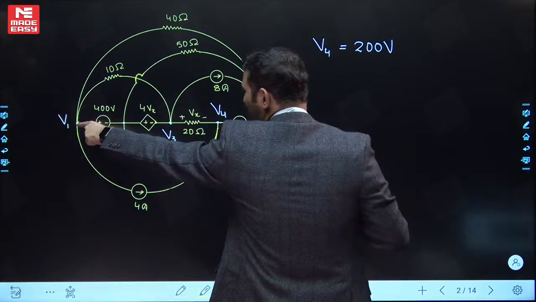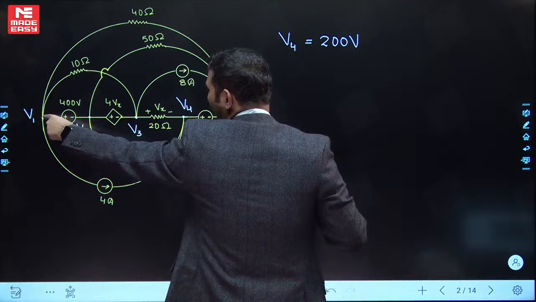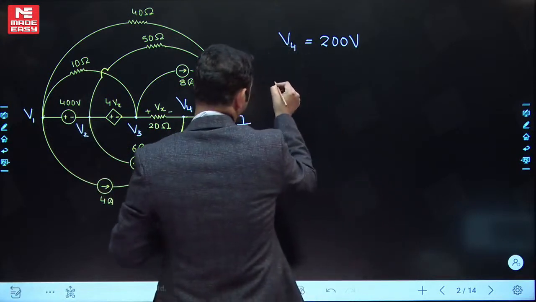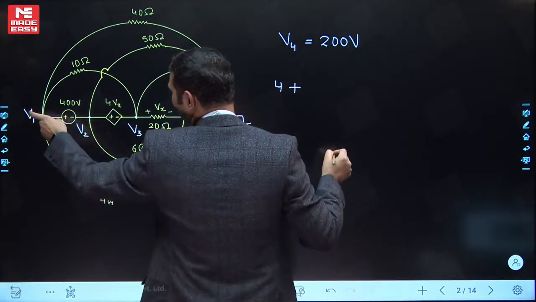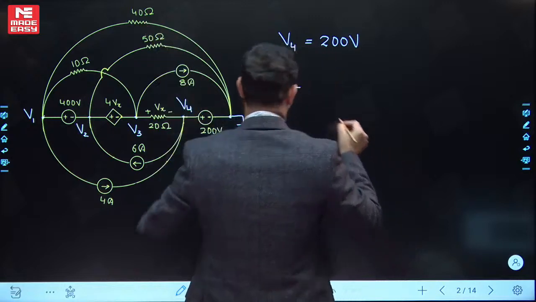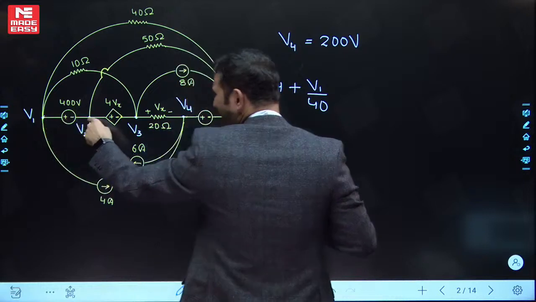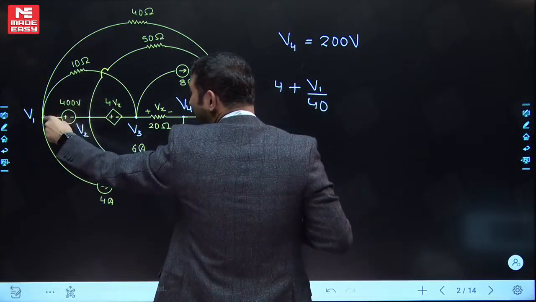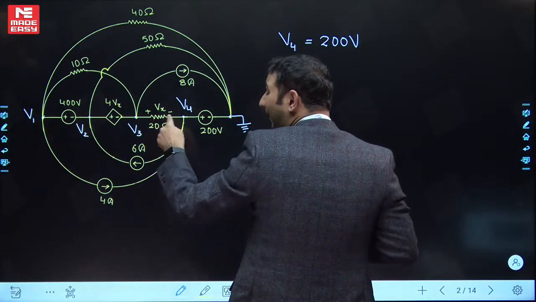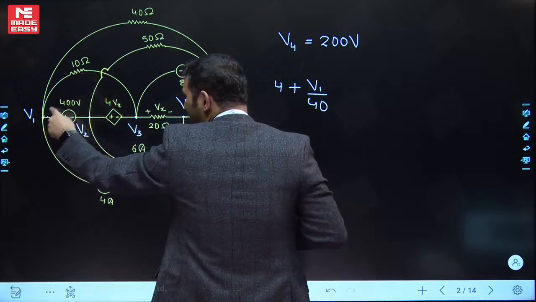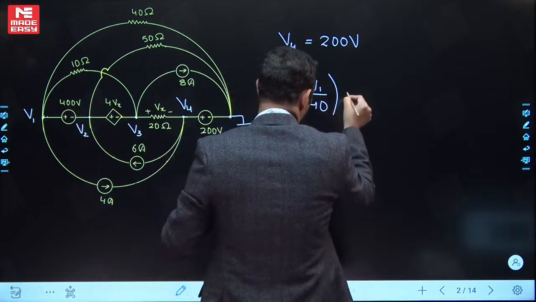First, for the super node, this one, 1 to 3, I'm starting at node 1. This will be outgoing current, so plus 4, plus outgoing current V1 minus 0 divided by 40, so V1 by 40. Then this I won't be writing between super nodes. If you see carefully, 10 ohm is also connected between 2 super nodes because 1, 2 and 3 are forming the super nodes. So 10 ohm is connected between 1 and 3, so I won't be writing for this one also. Okay, so that's all for node 1.